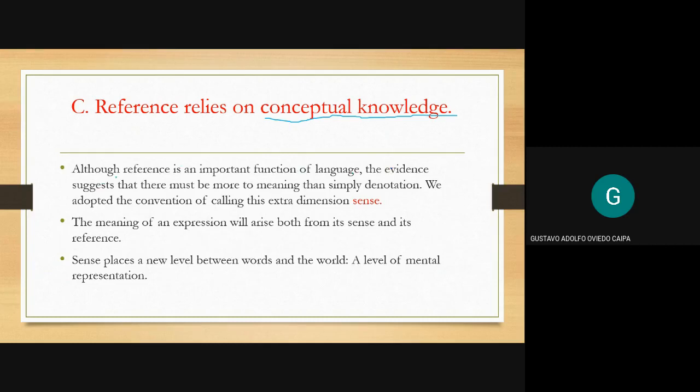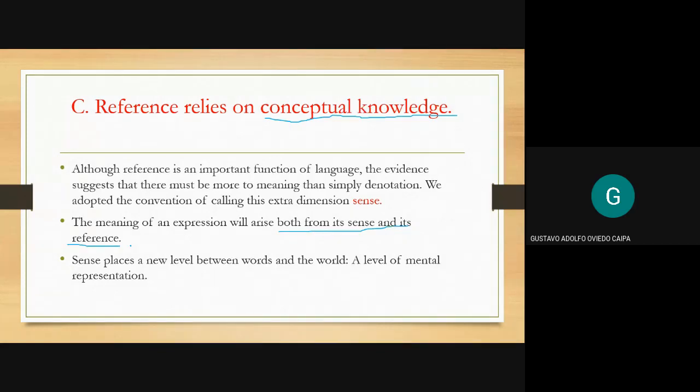So, although these are sections of the reading, although reference is an important function of language, the evidence suggests that there must be more to meaning than simply denotation or simply objects in the world. We adopted the convention of calling this extra dimension sense. The meaning of an expression will arise both from its sense and its reference. So, this is important.